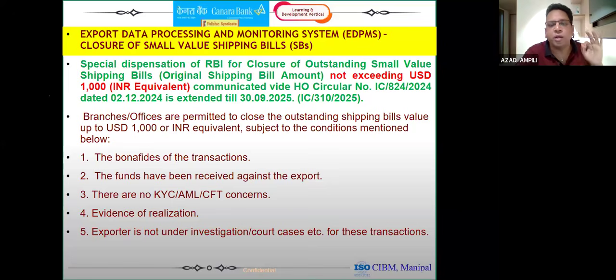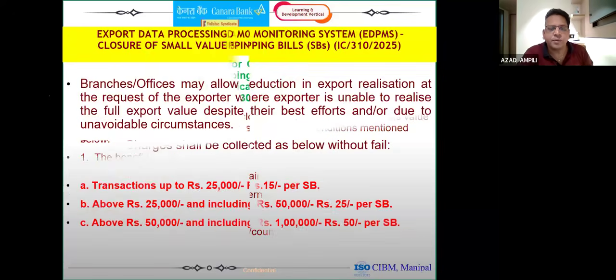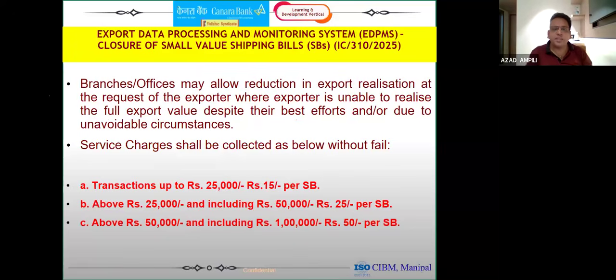Here you have to remember USD 1,000. And the bona fides of the transaction, these are some 5 conditions they have given. Evidence of realization: we have to prove this is an export transaction, then we can do that. And for this only, we have to take some charges from the customer. Branches may allow reduction in export realization at the request of exporter, where exporter is unable to realize the full export value despite their best efforts.